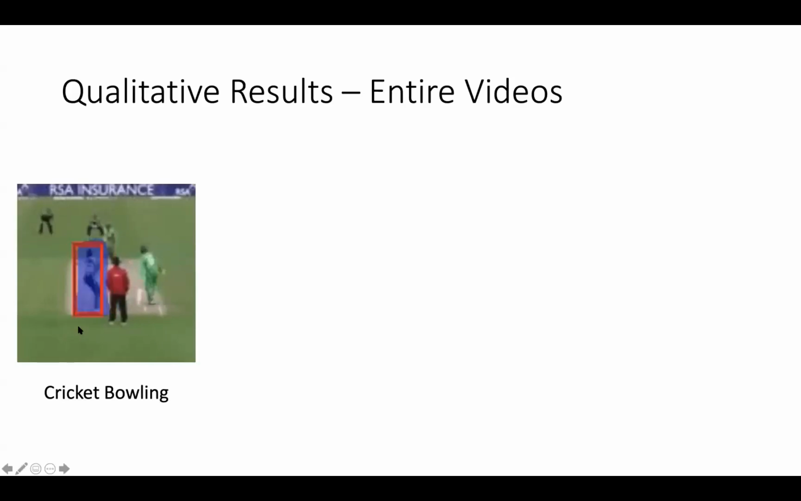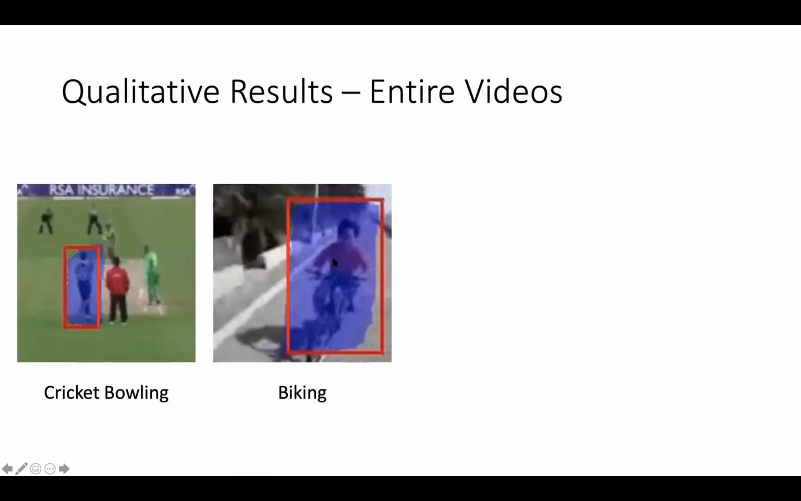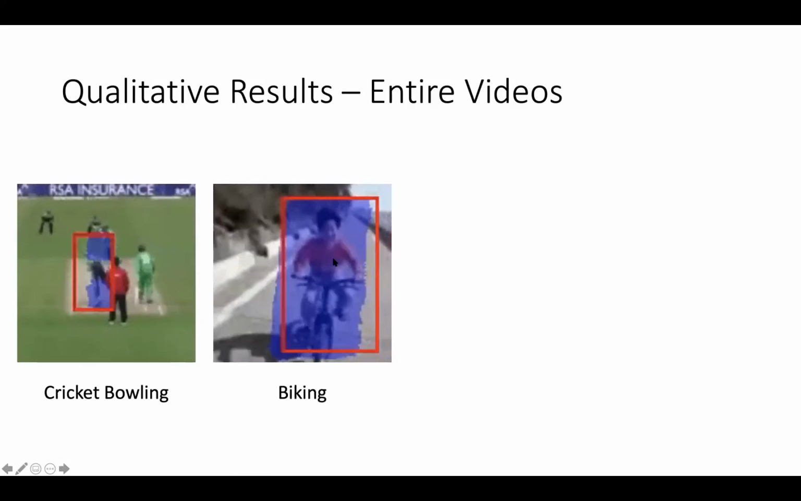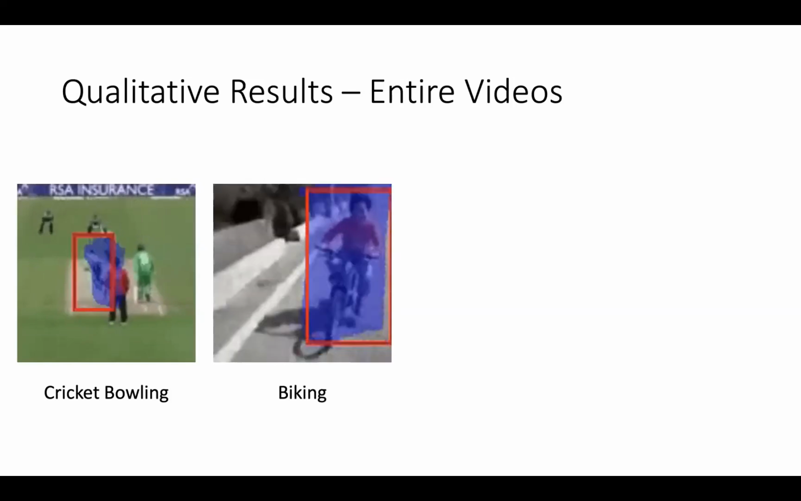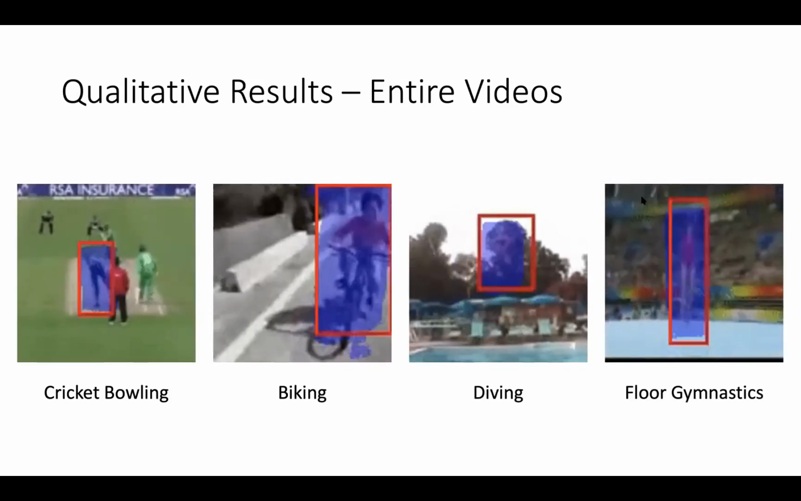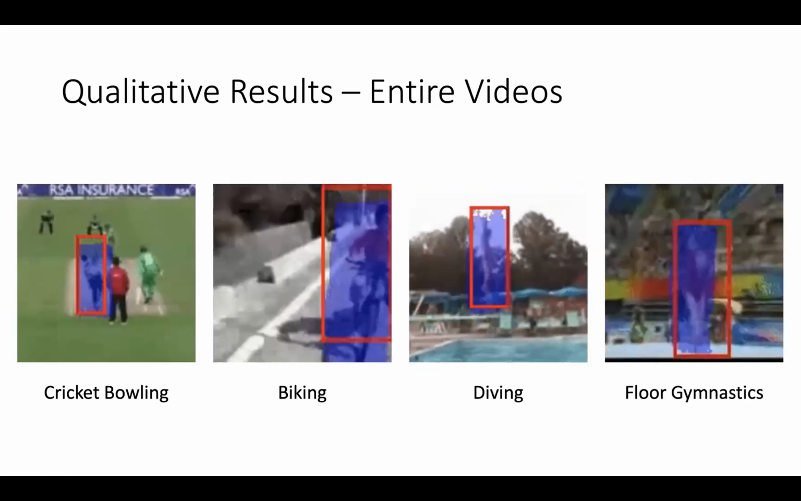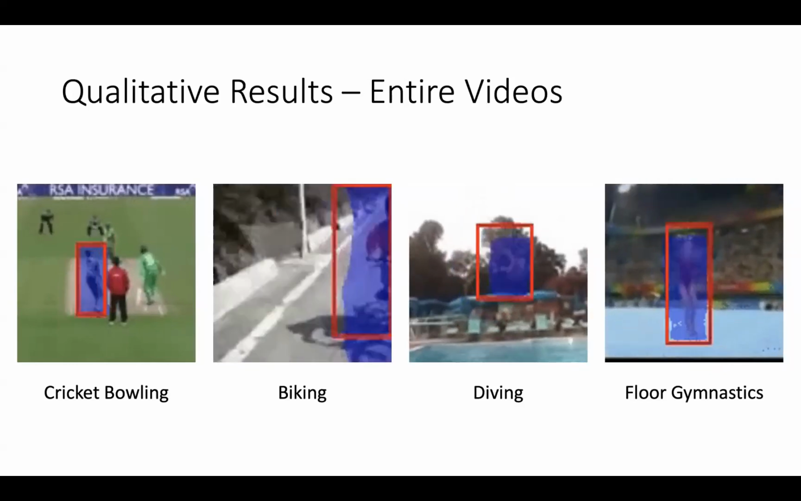As you can see, in this case, the red is the ground truth bounding box, and the blue is our localization, and this is the class on the bottom. In the second case, even when the actor is moving halfway across the screen, our network is able to correctly localize the child biking. And in these last 2, even when there's quite a lot of motion, our network correctly localizes these actors.